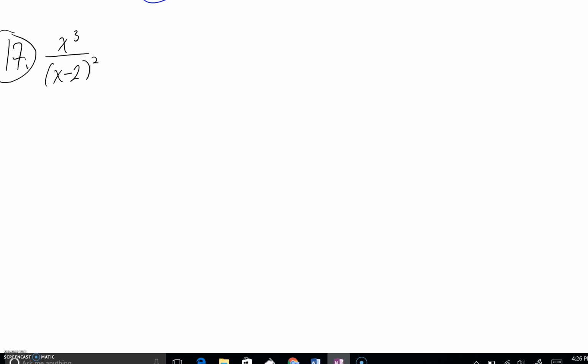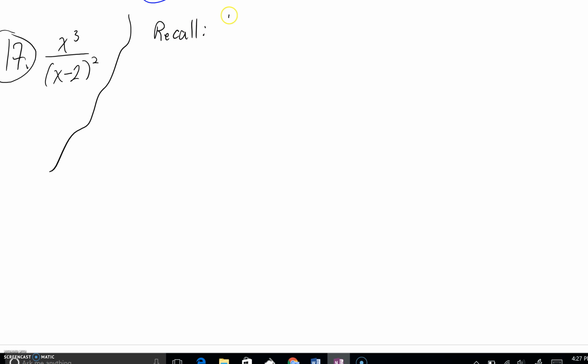Okay, to help you with number 17, you're asked to make this function x cubed all over x minus 2 squared have a power series representation. Let's see what we can do here. I think I even gave you a little bit of a hint.